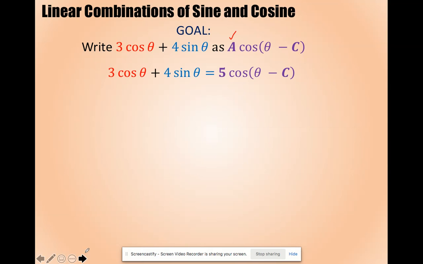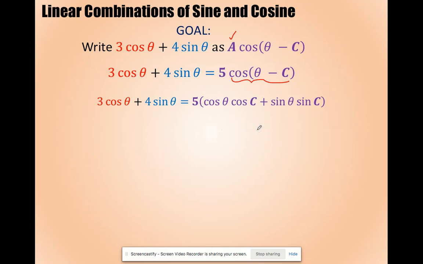Well, check this out. 3 cosine theta plus 4 sine theta is equal to this expression. That's where we're trying to go. I filled in my amplitude. Do you see what I did here? Old news, right? This is the cosine of a difference formula. The cosine of a difference can be rewritten as a sum, where it's cosine, cosine, sine, sine.